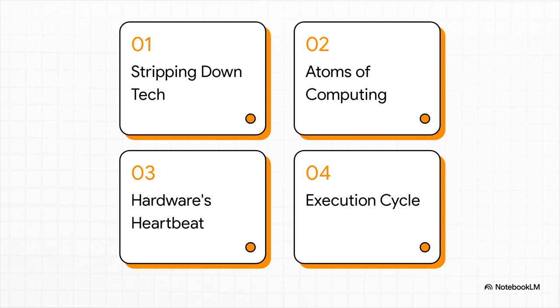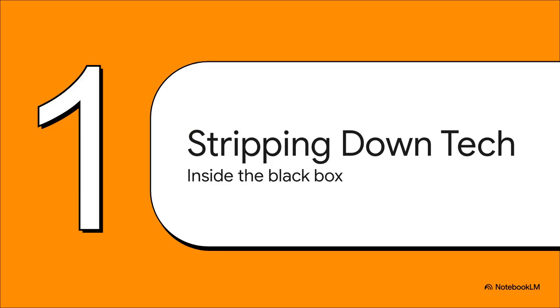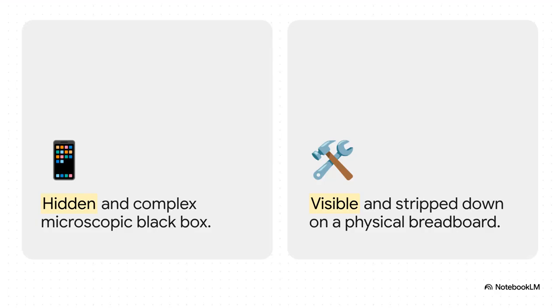We're going to start by stripping down modern tech. Then we'll look at the atoms of computing, dive into the hardware's steady heartbeat, and finally wrap up with the 4-stage execution cycle. All right, let's jump straight into part 1, stripping down modern tech to look inside the black box. Modern processors kind of feel like these microscopic black boxes, right?